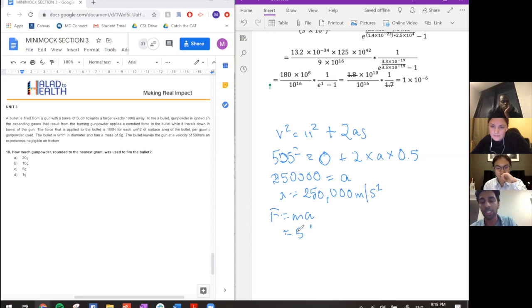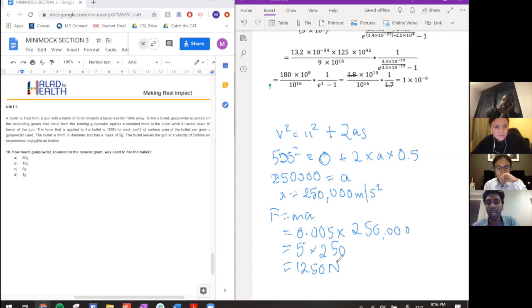sorry, it shouldn't be 5 because it has to be in kilograms, unfortunately. So in this case, it will be 0.05 times 250,000, which equals 5 times 250, which equals 1,250 newtons of force.